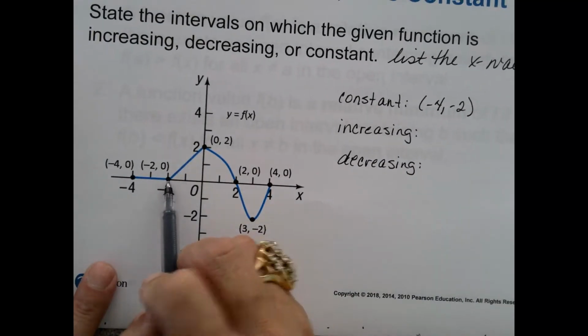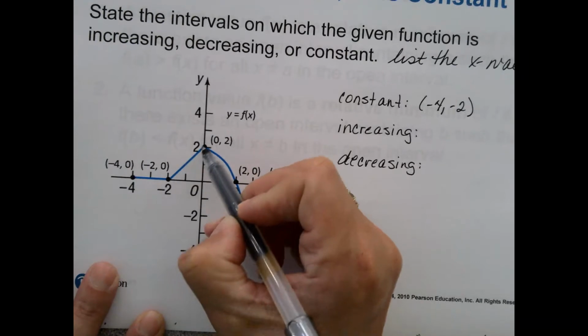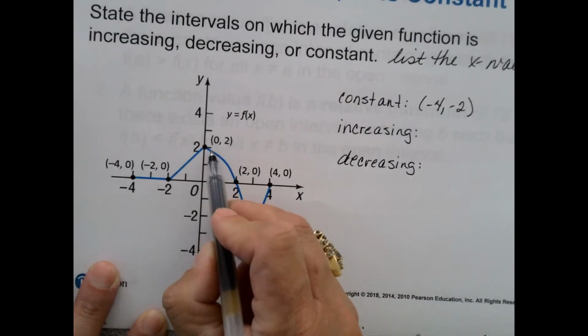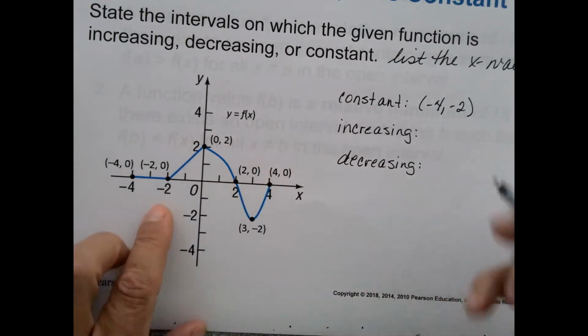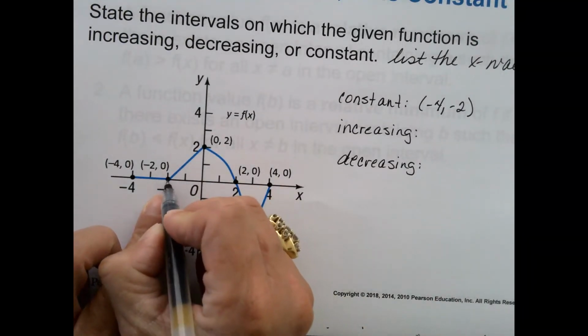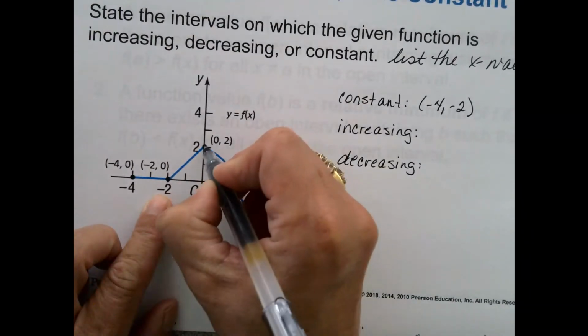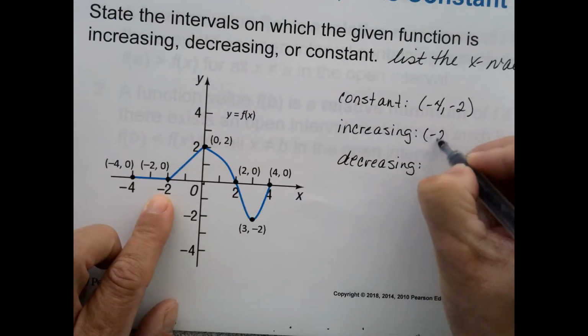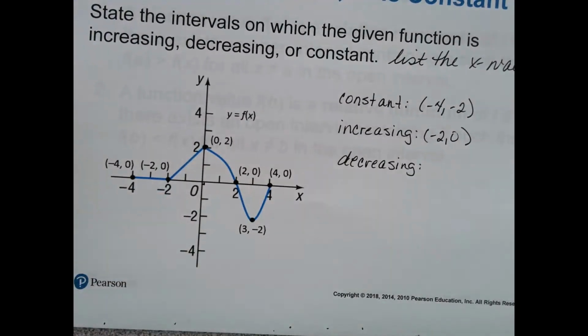Once I pass -2, notice what my pen does. It's moving upwards from left to right. So that is increasing. It's increasing from, and remember, we're looking over the x values. So it starts increasing when x is at -2. Here is where it ends increasing, but that's when x is 0. So from -2 to 0, the function is increasing.